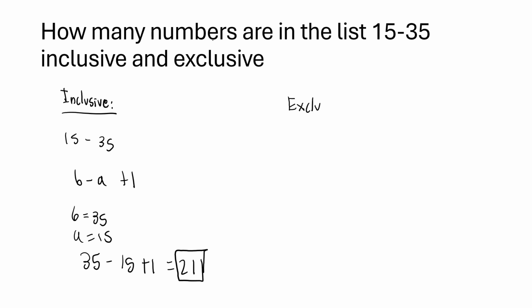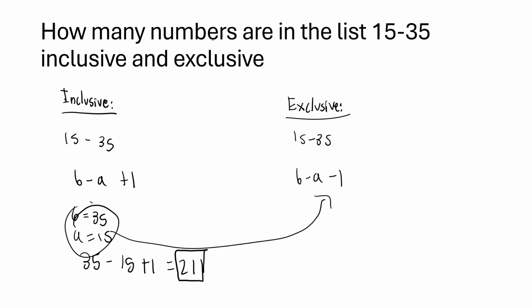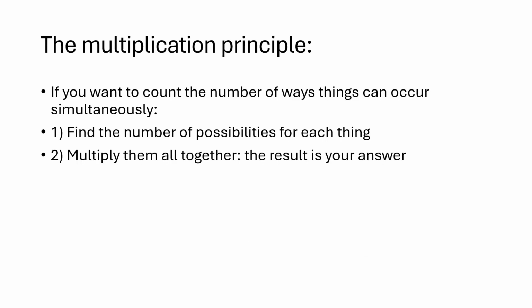Now let's try the exclusive. So we have 15 to 35, and the formula for exclusive is B minus A minus 1. So we can put these two values in again, and we get 35 minus 15 minus 1, which is equal to 19. So there are 19 numbers in the list 15 to 35 exclusive.